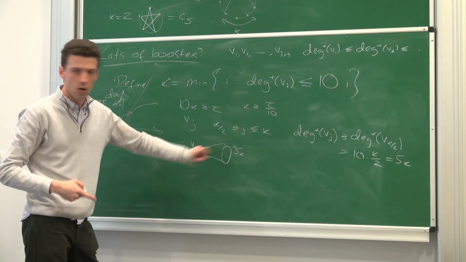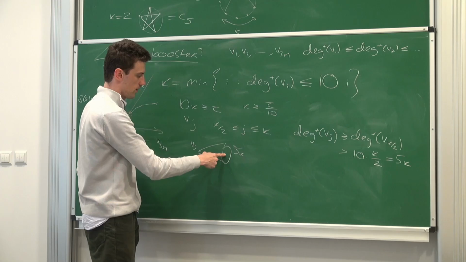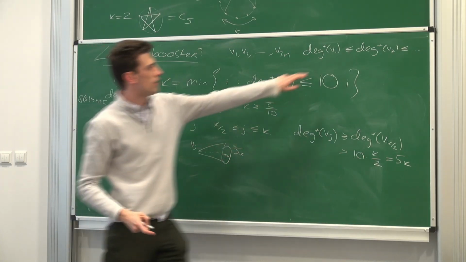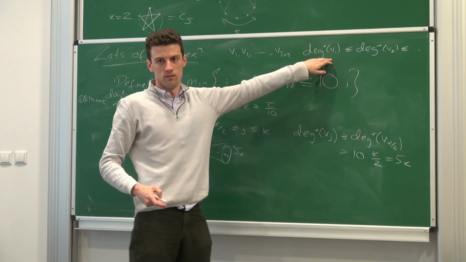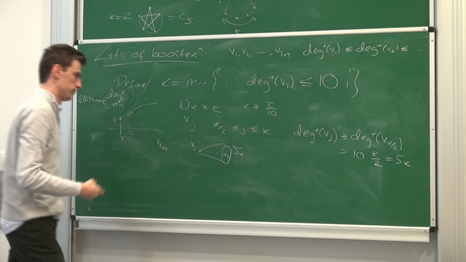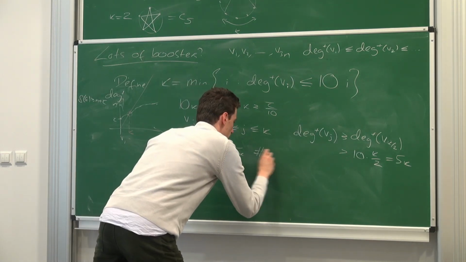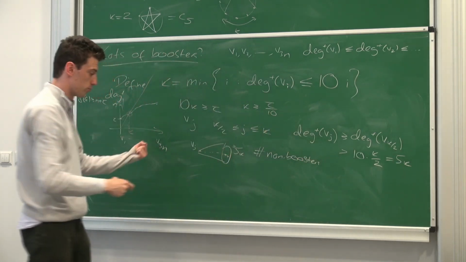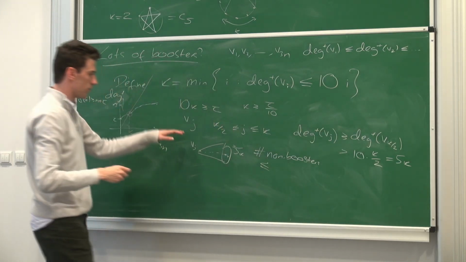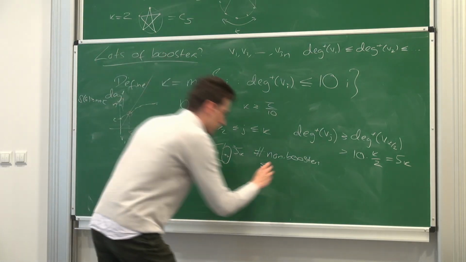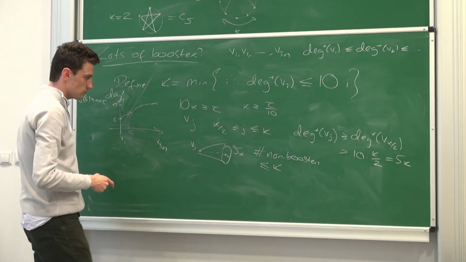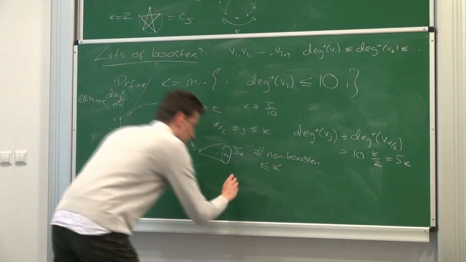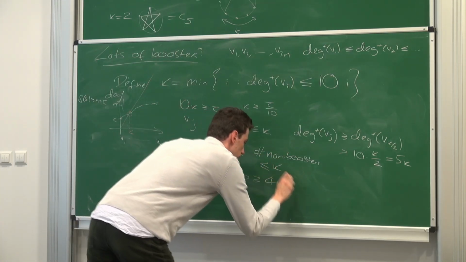How many of these edges are not boosters? If it's not a booster, so there's some vertex V here, if that's not a booster, that means that V was before Vj in the ordering. Because literally, if you're later in the ordering, the forward degree goes up. So the number of these forward edges that are not boosters is at most the number of vertices that appear before Vj in the ordering. That's at most K. So all of these vertices have 5k forward neighbours, and at most K of them are non-boosters. So they have at least 4k boosters.